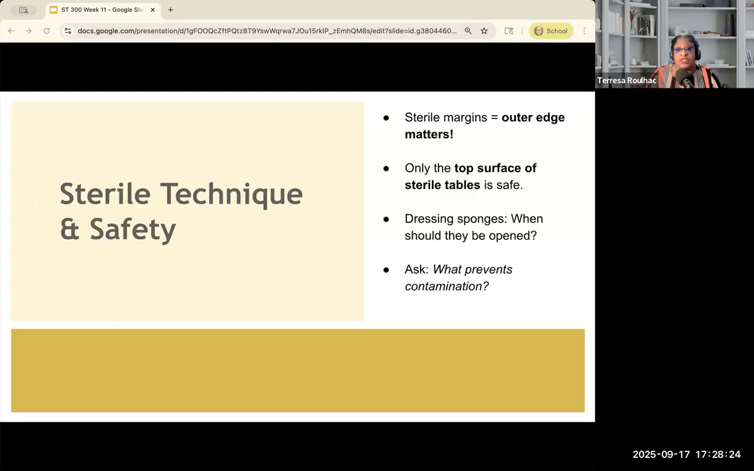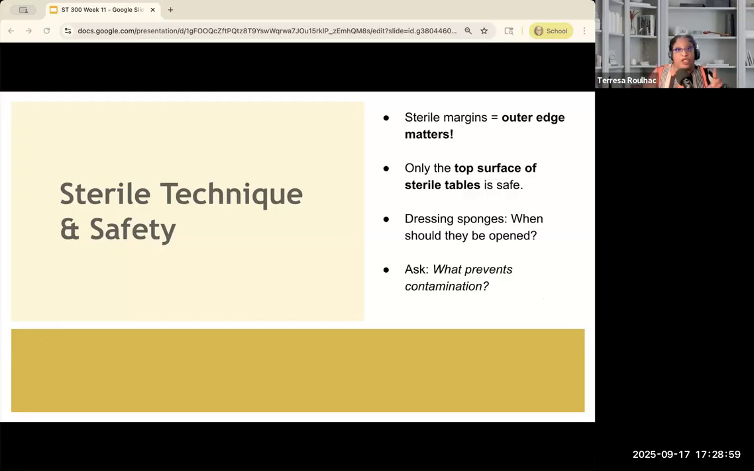Sterile margins exist for a reason: the edges of packages, tables, high risk zones. Keep in mind that only the top of the table is actually sterile. Now, I say this because you're going to see things in the field, but when it comes to the book, I always want you to refer back to your book. I'm already seeing things in my mind that I know you're going to see and be like, oh my gosh, that's not in the book. When it comes to the exam, always come back to the book. The sides and the edges are not safe for instruments or supplies.